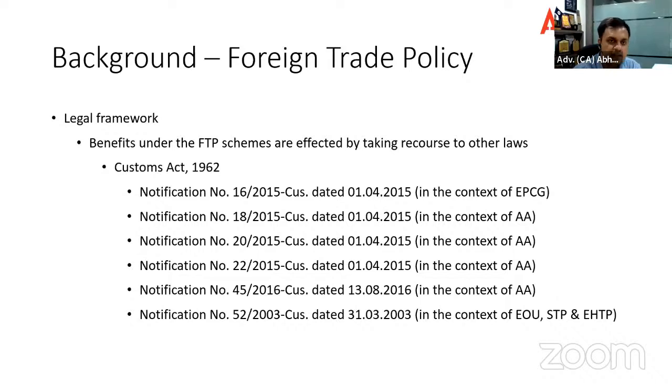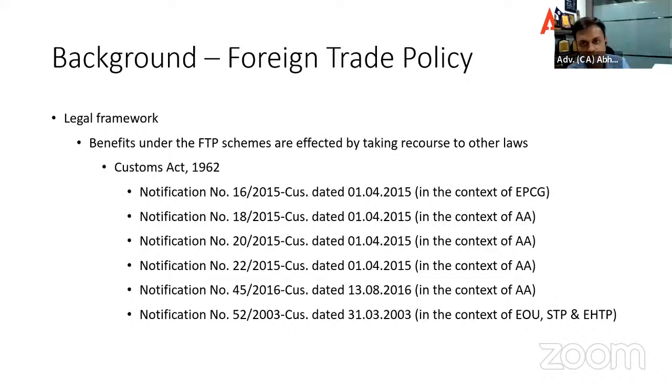In the context of EPCG, you will find that notification 16 by 2015 grants the benefits by way of exemptions from duties of customs as well as IGST on the import of capital goods which are covered under the scheme. Then for advance authorization, we have multiple notifications because we have different types of advance authorization. So we have notification 18 by 2015, 20 by 2015, 22 by 2015, and 45 by 2016.